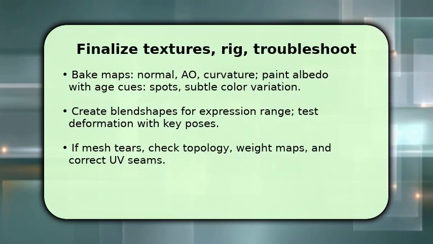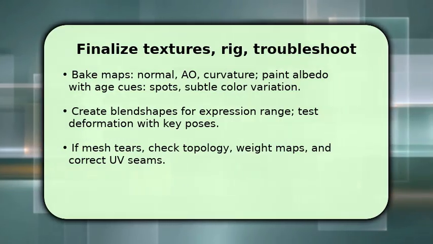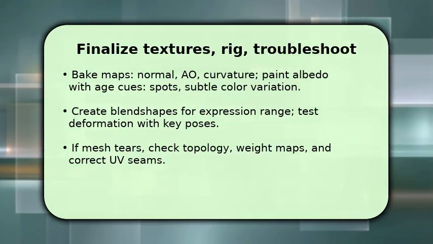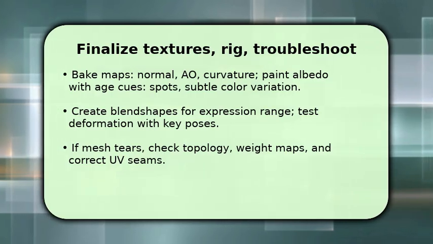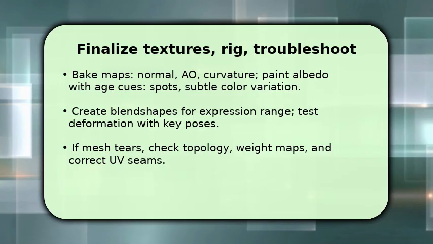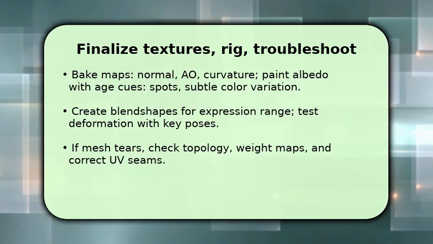Finish by baking high-detail maps and painting an albedo that includes age indicators, subtle discoloration, sunspots, and vascular hints, so skin reads adult at a distance. You then create blend shapes for smile, frown, squint, and test deformations under real poses. Make adjustments to loop flow where creases collapse.